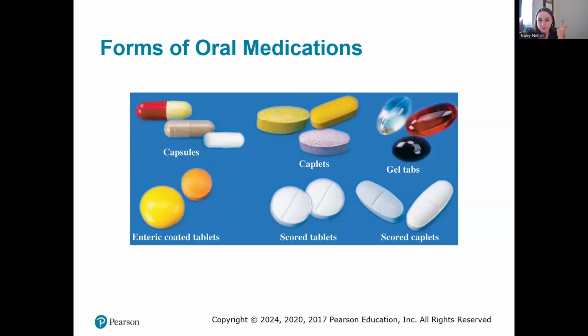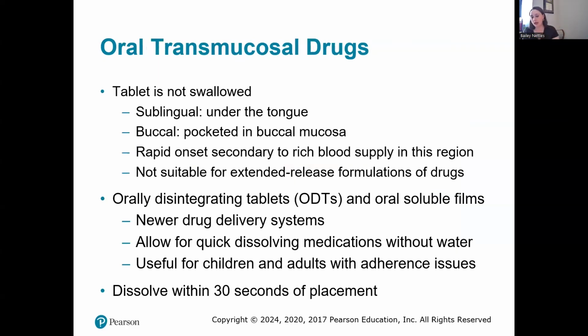Okay. All right. So we have, this is also enteral, transmucosal drugs. We have our sublingual. Sub is under, lingual is tongue, under your tongue. Buccal means it's in your cheek, right here. Your mouth has a mucous membrane, so it's pretty fast absorption. So it goes right into your bloodstream really, really fast.